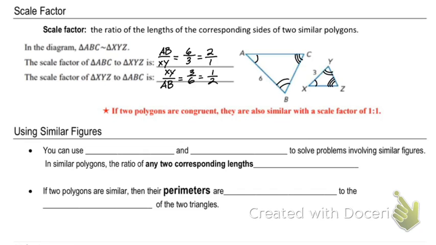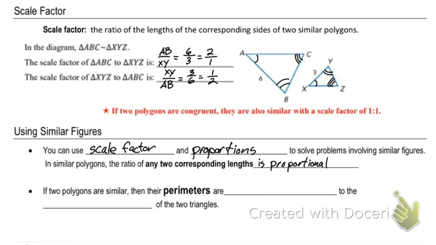All right, using similar figures, we are going to use that scale factor that we just figured out how to do, and proportions, to solve problems involving similar figures. In similar polygons, the ratio of any two corresponding lengths is proportional. And what do I mean by that?